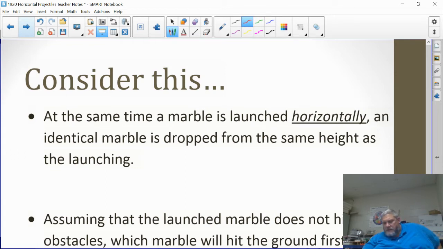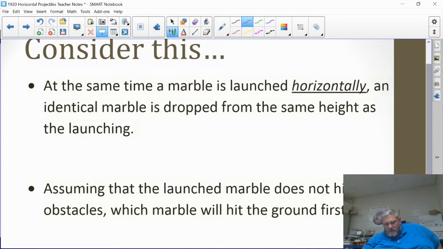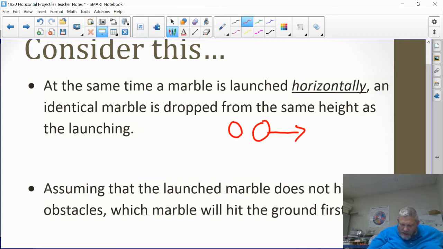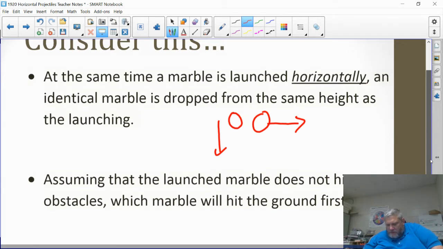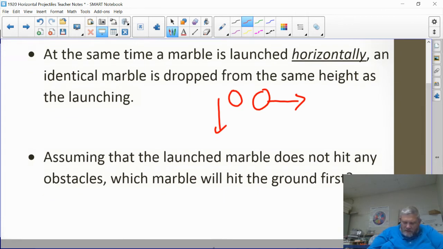All right, I want you to think about this statement here. This is an important concept that goes along with what we're going to do here. If I have a marble that is launched horizontally, due straight to the right, and at the same time, a marble is just dropped and allowed to go straight down, just dropped, not thrown downwards, which marble will hit the ground first? That is a trick question, because they're going to hit the ground at the same time.